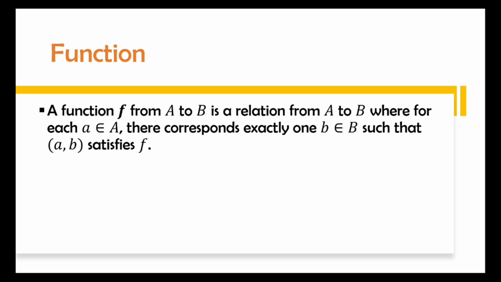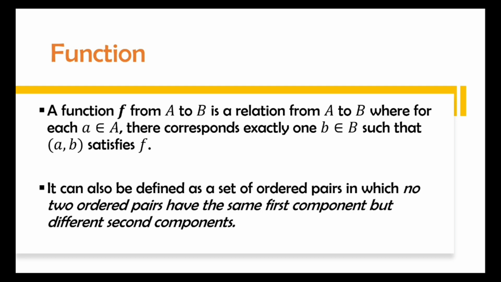By definition, a function from A to B is a relation from A to B, where for each element A of set A, there corresponds exactly one element B of set B, such that the coordinate (A, B) satisfies the function. It can also be defined as a set of ordered pairs in which no two ordered pairs have the same first component but different second components.